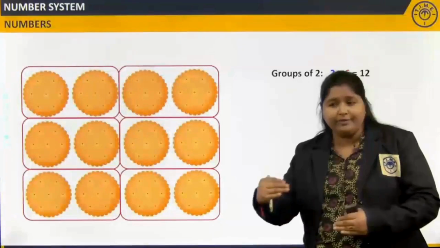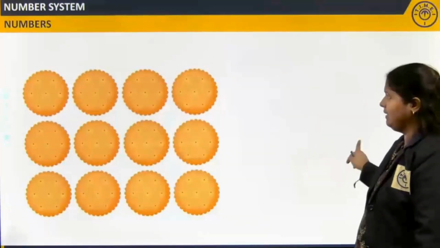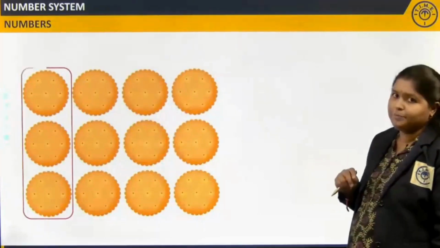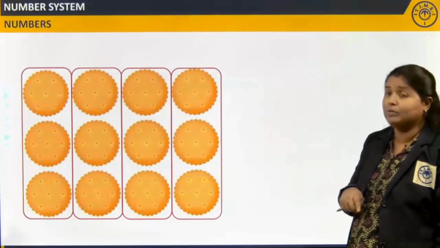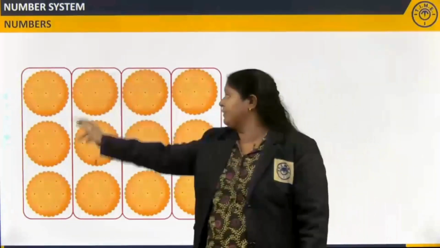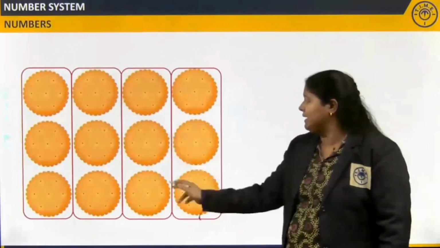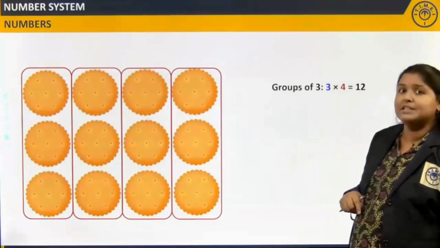And 12, what is after 2? 3. Is it possible to group them into 3? Let us see. Let us take a look. Yes, it is possible. Remember, there should not be any remainder. There should not be any leftover. Okay. Yes, you can pack them into groups of 3. How many are there? 1, 2, 3, 4. Right. So, groups of 3, 3 into 4 is equal to 12.